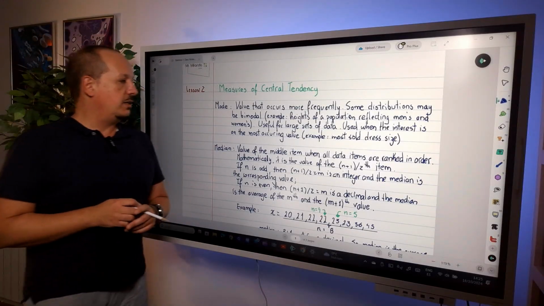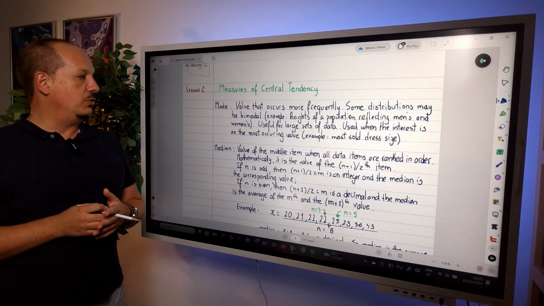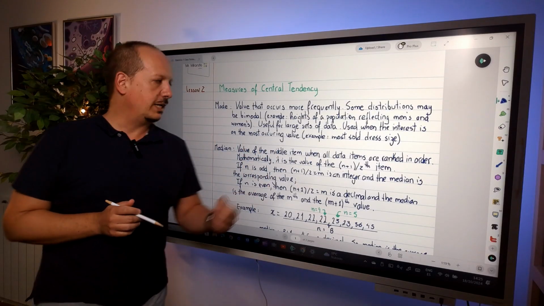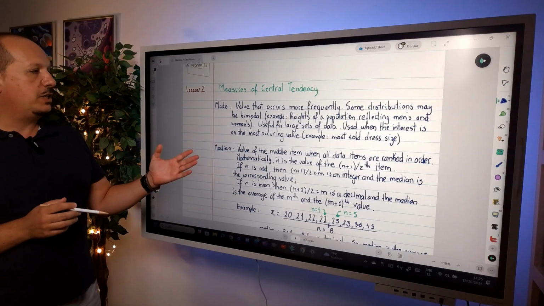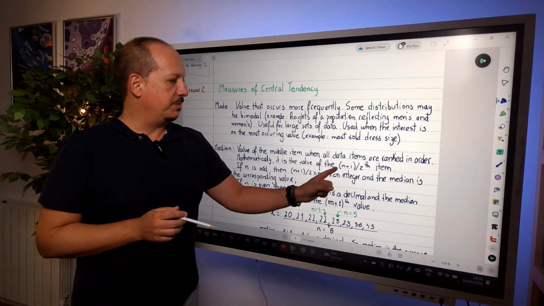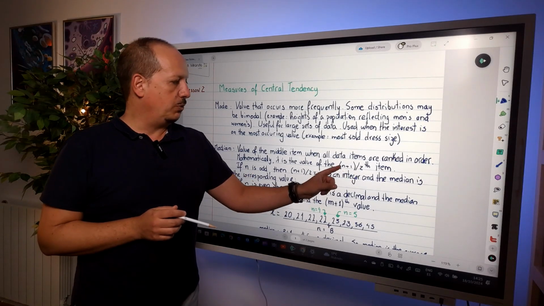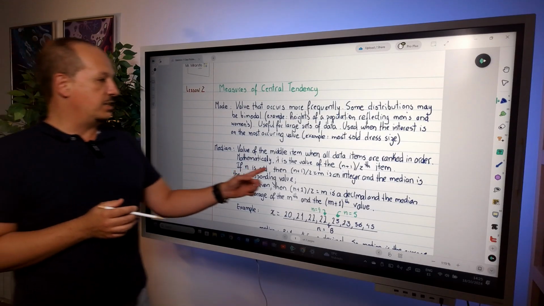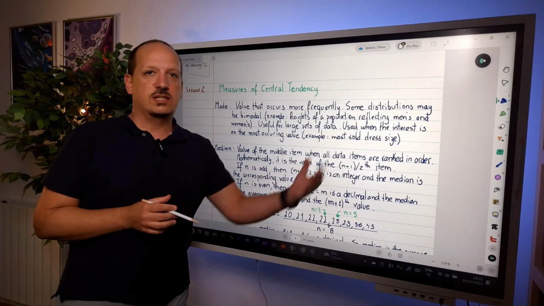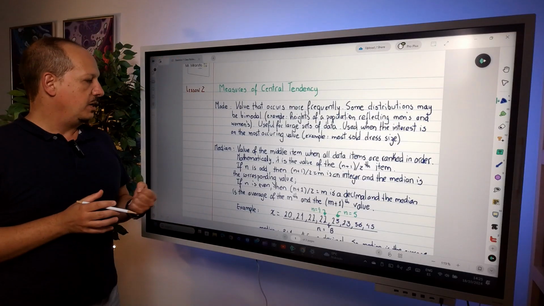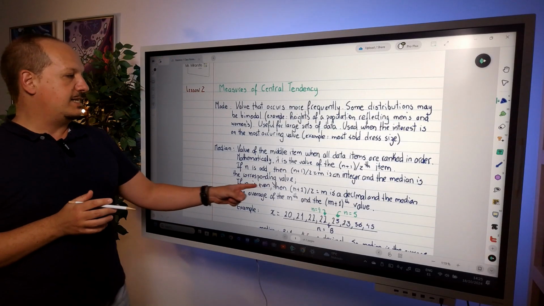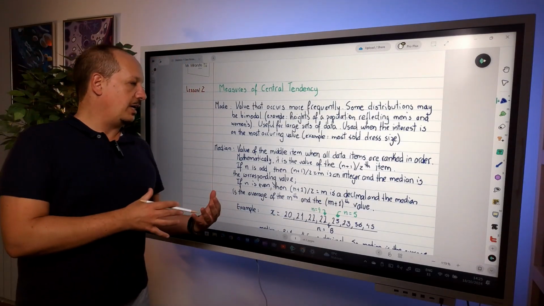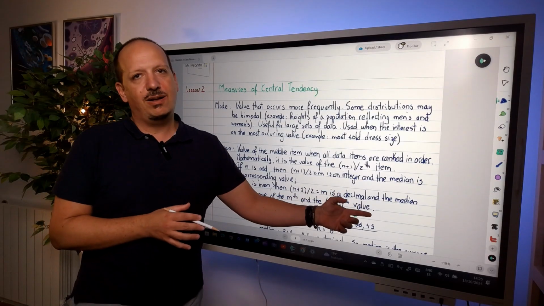The median, as you know, again, is the value of the middle item when all data items are ranked in order, so you have to rank them first. Mathematically speaking, you get it by getting this item, the (n+1)/2 item, in which n is the total number of items. If n is odd, then this is going to be an integer, and the median is just the value corresponding to that integer. If it is even, then this is going to be a decimal, and the median is going to be the average of the m value and the m+1 value.